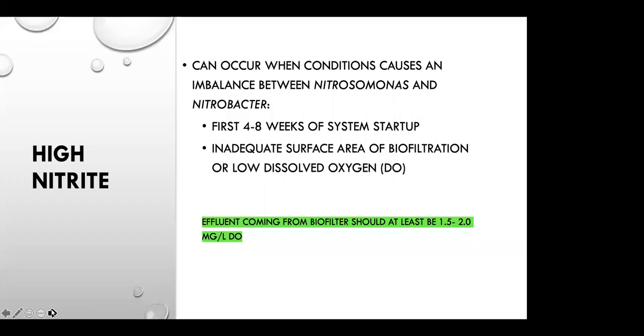A lot of times I see this when customers or clients call me and they say, hey, our system's having a high nitrite problem. That usually occurs in the beginning when they're starting up their system, or when someone else has undersized their biofilter. Most of the time when they undersize it, they look at total surface area and not usable surface area, or there's not enough oxygen or DO in their biofilter. Because remember, this is an aerobic process.